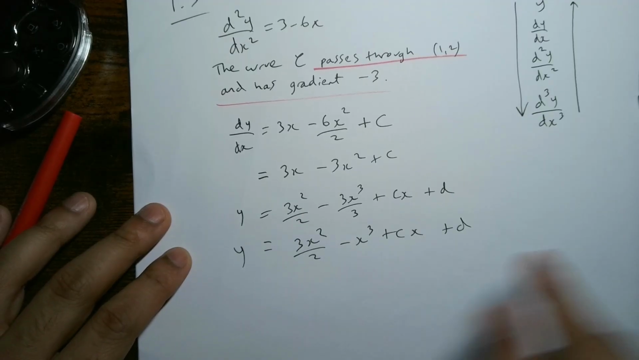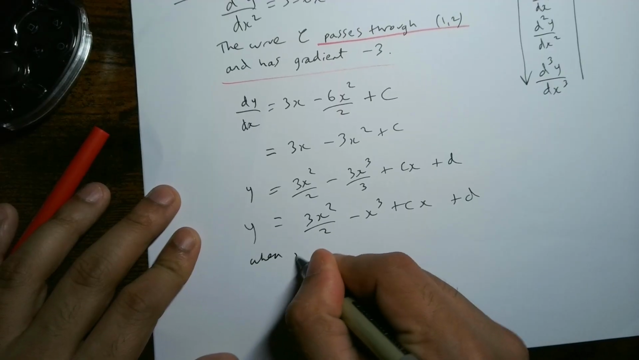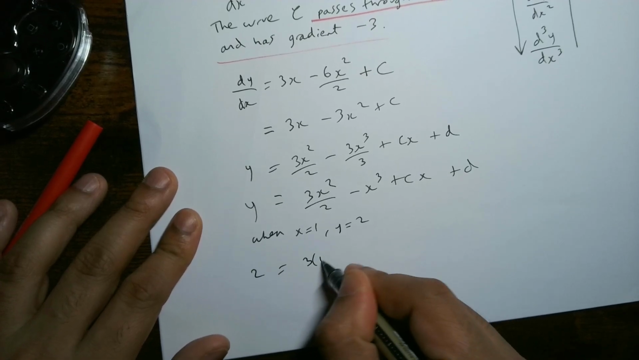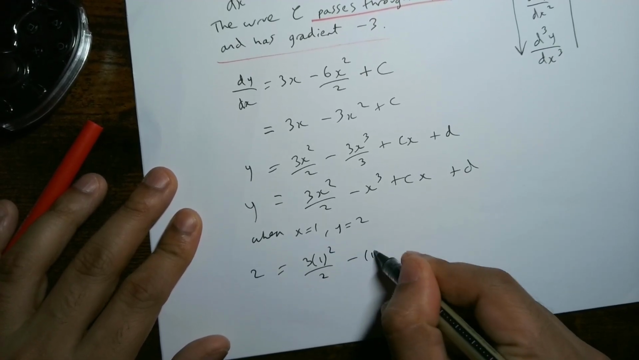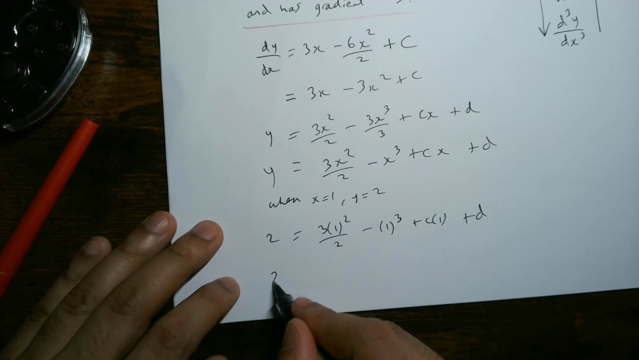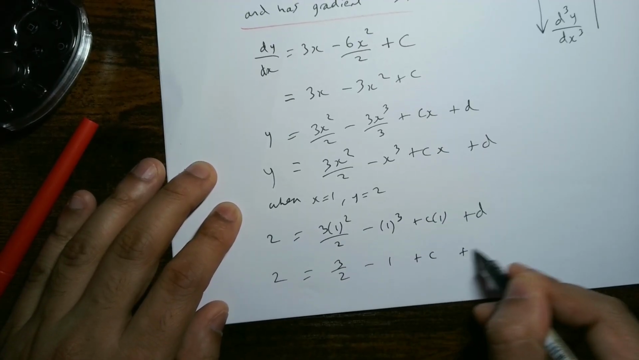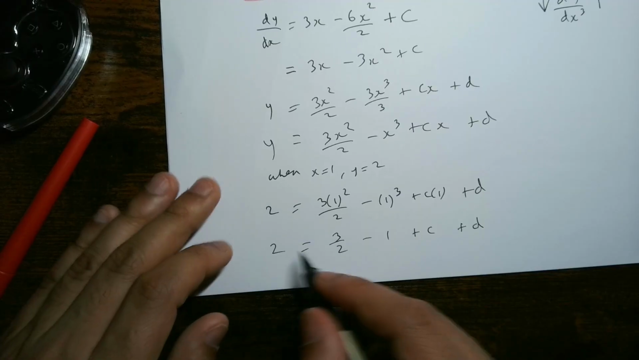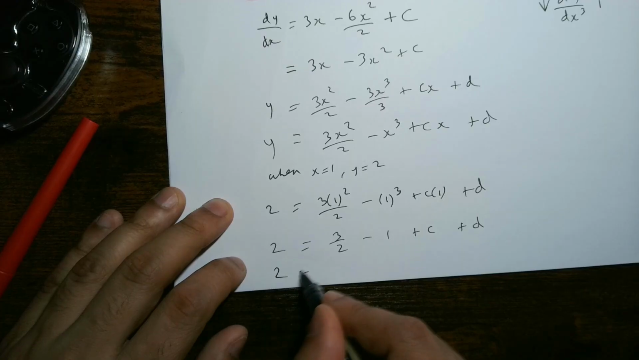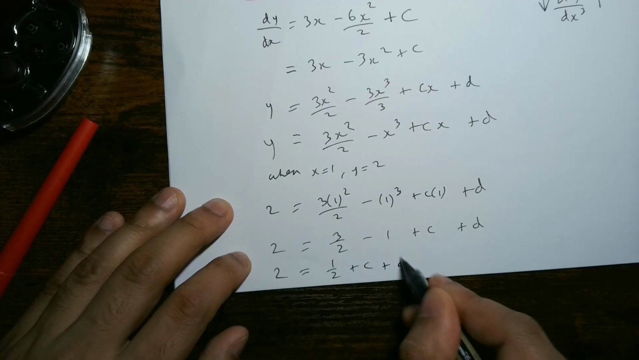This passes through (1, 2), so this has to satisfy (1, 2). So when x equals 1, y equals 2, so I've got 2 equals 3 times 1 squared over 2, take away 1 cubed plus c times 1 plus d. So that's 2 equals 3 over 2 minus 1 plus c plus d. So I'm just working through the evaluation of this. So that's 2 equals 3 over 2 take away 1 is 1/2 plus c plus d.